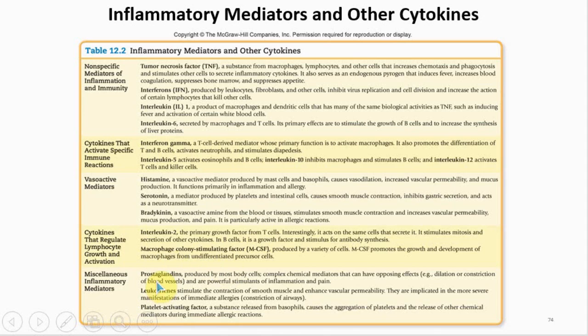Prostaglandins, and there are tons and tons of different types of prostaglandins, not very many of which, primarily prostaglandin E2, are important in inflammation. Some of them are actually anti-inflammatory. So understand there's a whole bunch of different types of these, but they cause inflammation and also contribute to pain. Leukotrienes stimulate the contraction of smooth muscle and also increase vascular permeability. And the last one, platelet activating factor, obviously causes the aggregation of platelets, which is what contributes to clotting.